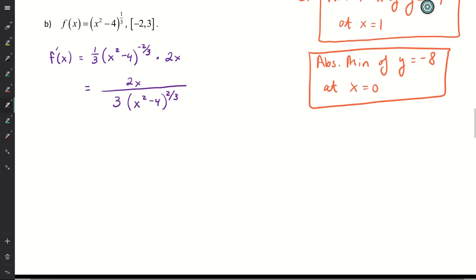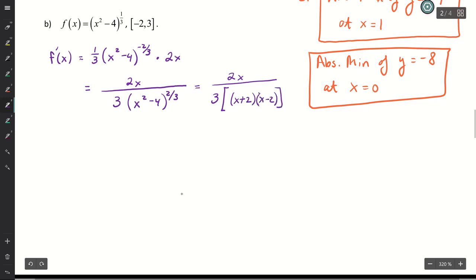And then the other thing I'm going to do is set this up so that it's easy for me to find critical numbers for. So notice that the x squared minus 4 on the inside of the 2/3 power actually factors. So we're going to write this as 2x over 3, and then I'm going to put this in brackets and say this is going to be x plus 2 and x minus 2, all raised to the 2/3. And in that way, it's just easier to find critical numbers for that.